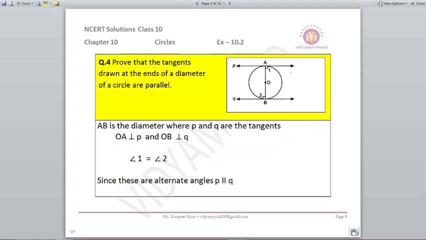So it means that we can say that angle 1 is equal to angle 2, and they are forming alternate angles, so we can say that P is parallel to Q.